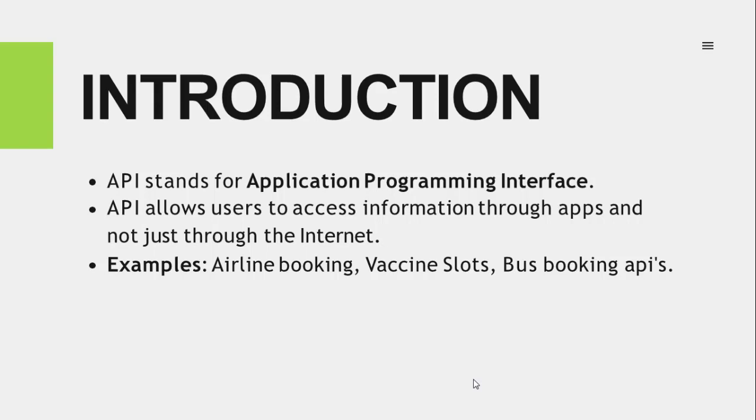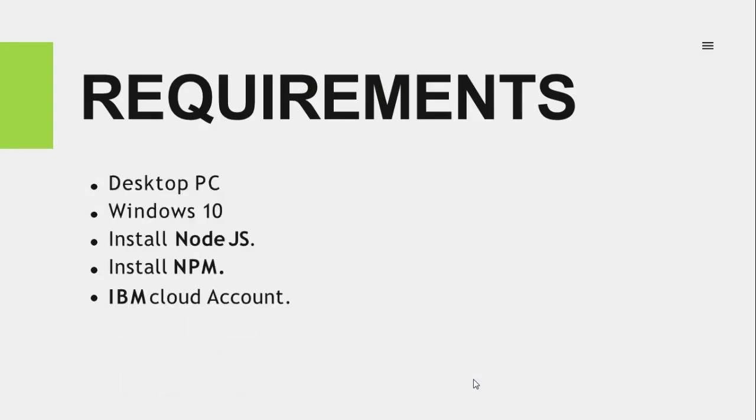So today we are creating an API with the help of Node.js. The Node.js framework is called Loopback. For creating that API, our requirements are: we have to have a PC, and in that PC we have to install Node.js and npm, and after that, for hosting purposes, we need an account on IBM Cloud.